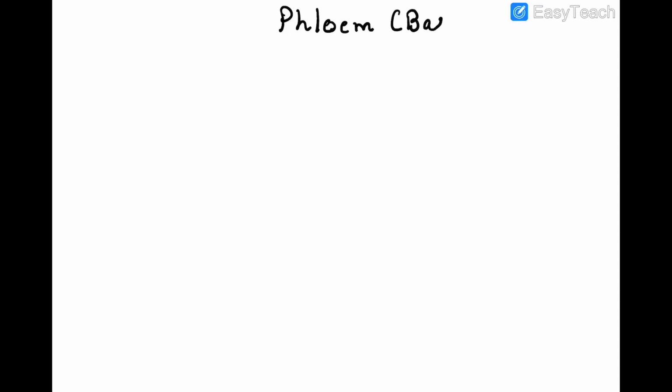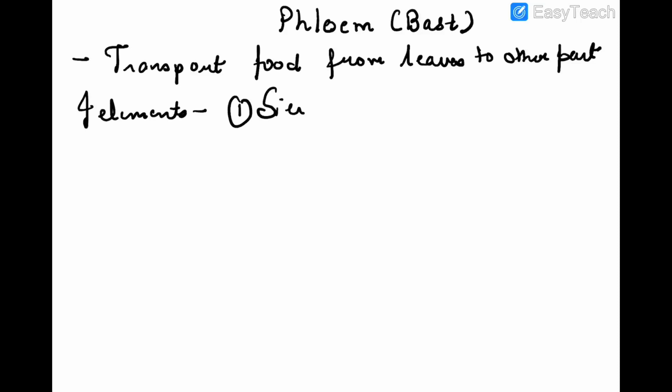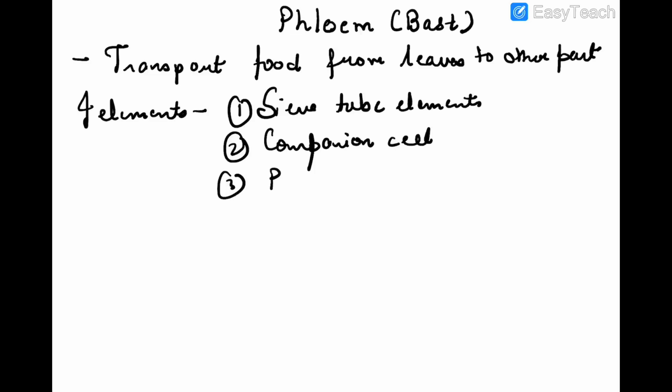Phloem is also known as bast. Phloem transports food from the leaves to the other parts. Similar to xylem, it also consists of 4 elements: sieve tube elements, companion cells, phloem parenchyma, and phloem fiber.